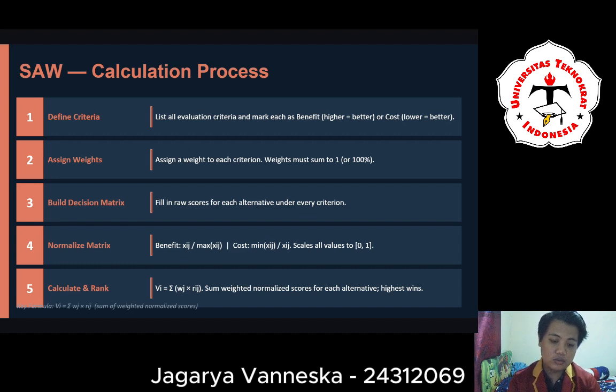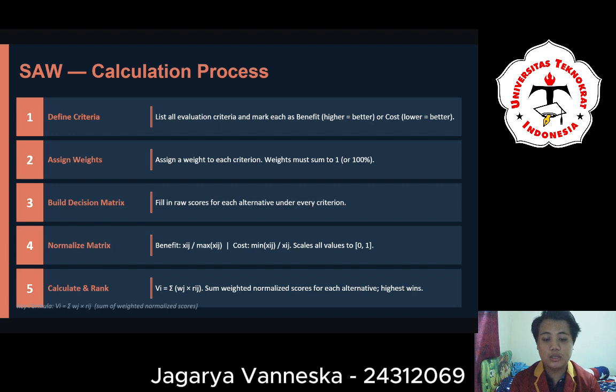You just fill in the actual raw data or scores for all your choices. And step 4 is normalization. This is a very important step because different criteria use different units, like dollars for price and gigabytes for memory. We cannot add them directly. And normalization scales our numbers to a value between 0 and 1.